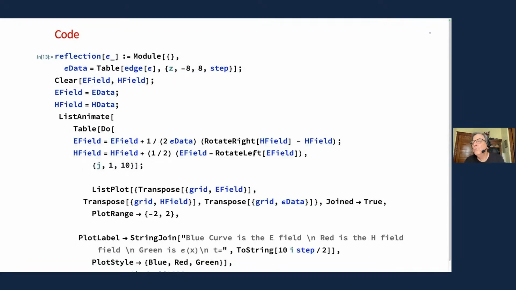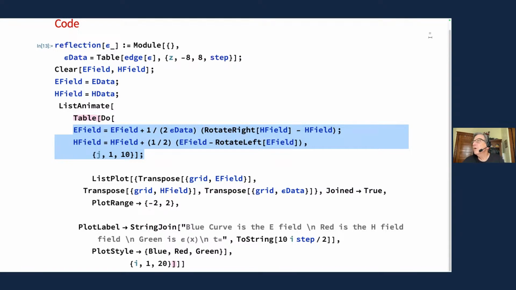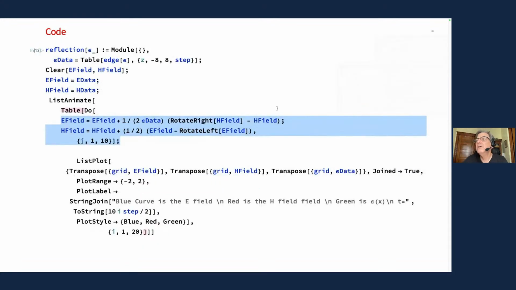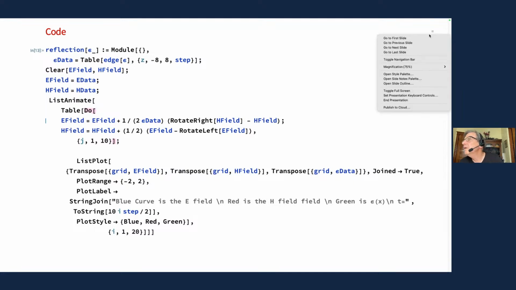Okay, so the code's all in the notebook here. I don't really intend to go through it in the interest of time, but you can see here we implement the derivatives with a list rotation. And you can also see that, in fact, there's not much code here, right? Mathematica is a very efficient and, shall we say, terse language. In fact, most of this code is just for the visualization. Okay, let me step forward to the next slide.